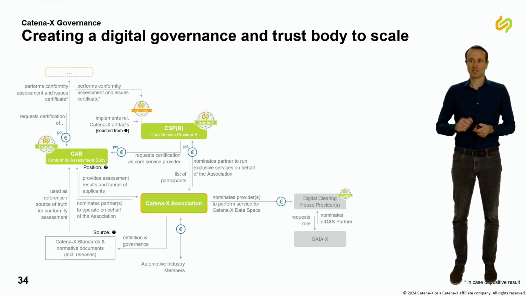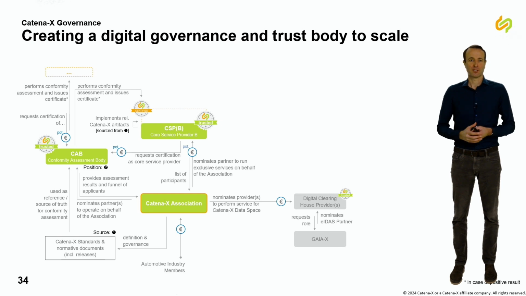So first step, the CSPB implements the Catena-X artifacts that are relevant for the CSPB. And you can see here it says sourced from 1. On the lower left, you see this is source number 1. So the CSPB goes to Tractus-X, looks at the documents that are there, and gets those documents and artifacts and implements them into their organization. The CSPB requests the CAB now, hey, I have everything implemented. Please certify me as a core service provider.